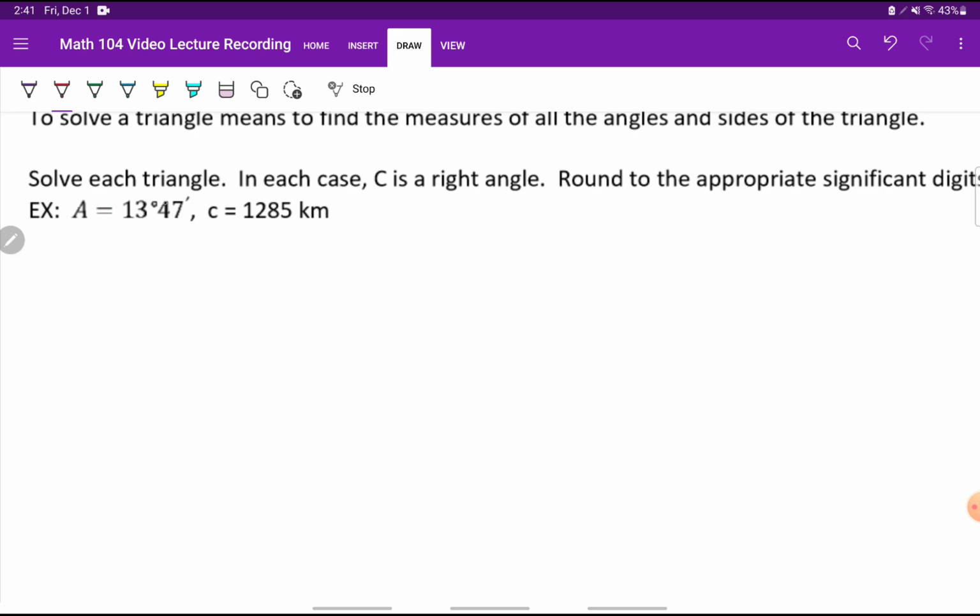So we're given angle A and side C. Angle A is rounded to the nearest minute, and notice that it's a minute that is not a multiple of 10. So this number has 4 significant digits. And our side C doesn't have a decimal point, so coming in from the right, we start counting at the first non-zero number. So this number also has 4 significant digits. So we will be rounding to 4 significant digits.